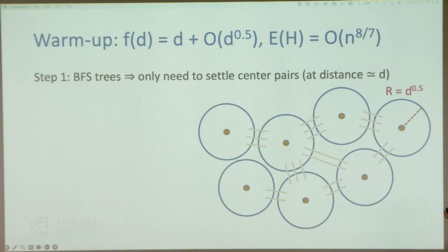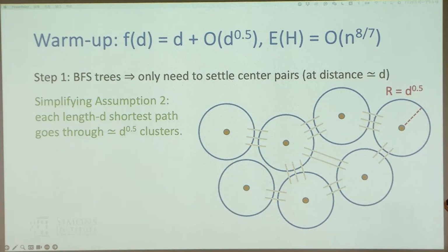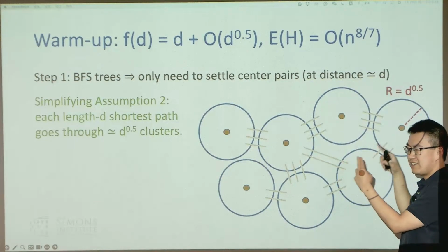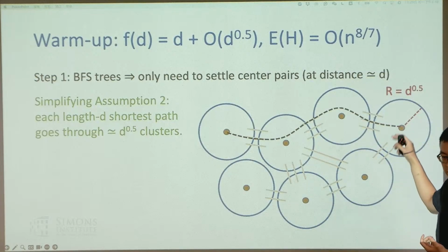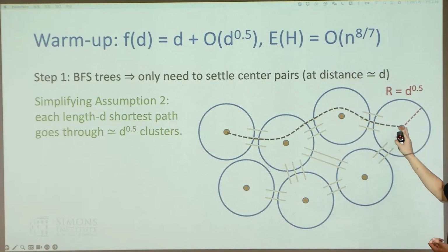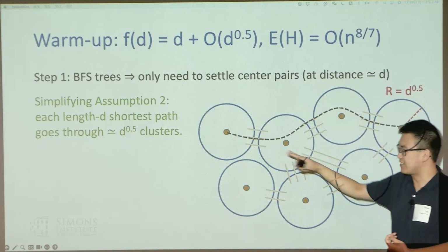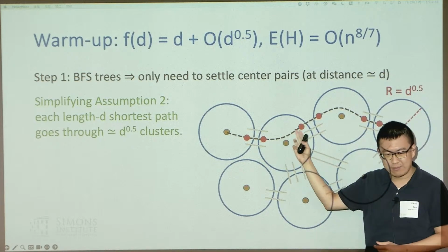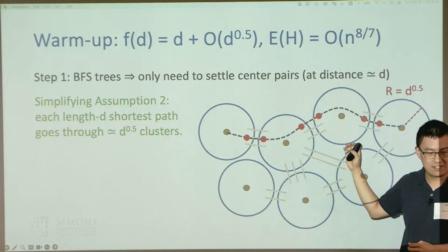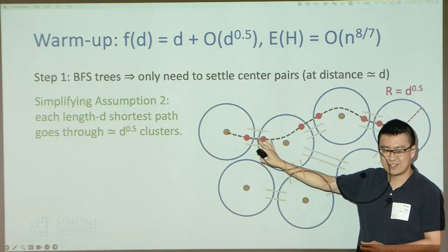The second step is a second simplification. Recall that we are now dealing with pairs that are at distance D. We can now assume that the shortest path between them goes through about square root of D clusters. Each cluster has radius square root of D, so it has to go through at least square root of D clusters, and now we are assuming that they go through only about that many. Now this bound on the number of clusters will decompose the shortest path by the first time and last time that it enters and exits a cluster. We view these as, for example, portals or terminals.